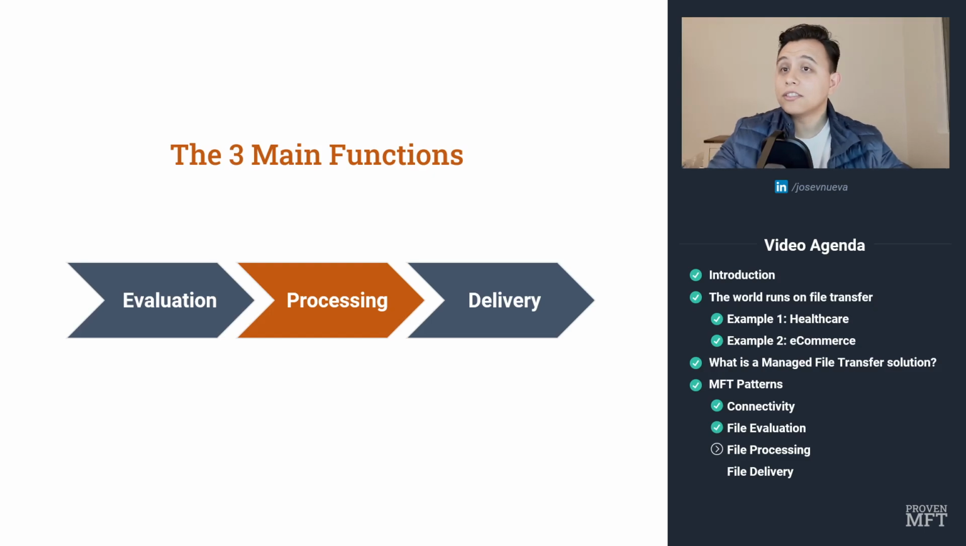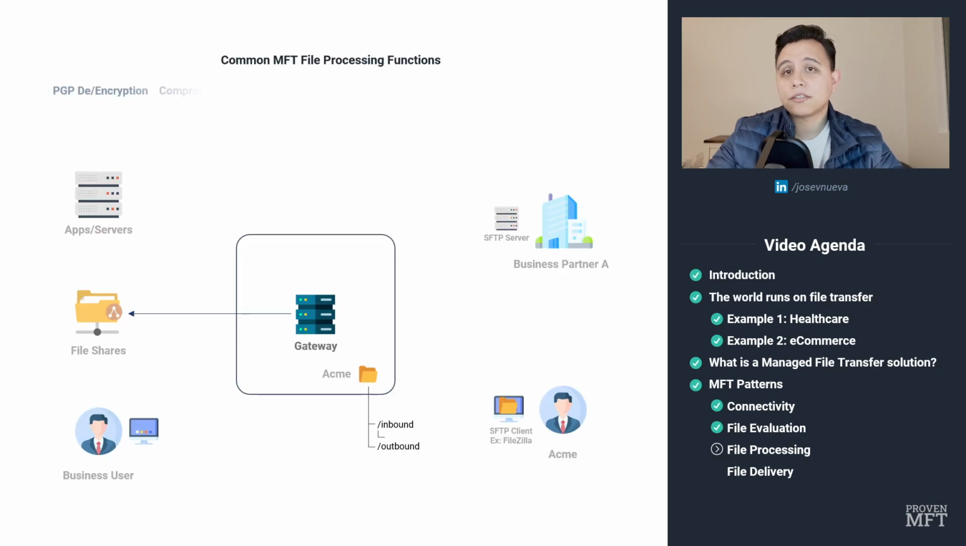Once the files evaluate to a specific rule, they are processed in a sequence of steps or functions. Let's look at the typical processing functions available in most MFT solutions. Remember that some solutions have more functions than others, but here's the list of the most common: PGP encryption, decryption, compression, decompression, file renaming, character replacement, line functions, and transcoding.